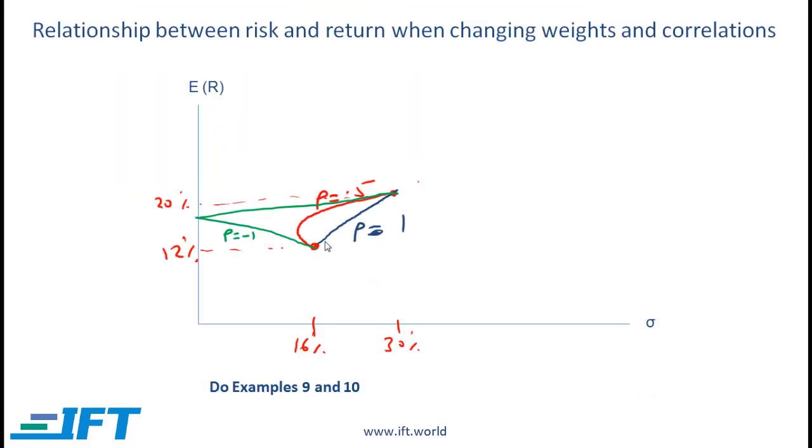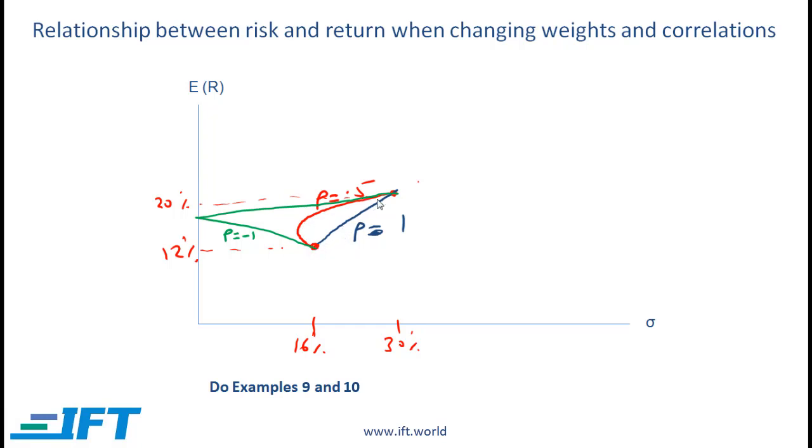Roughly speaking, here's what you should come up with. If you use a correlation of 1, then there is no diversification benefit. You can be totally invested in X, have a risk of 16 and an expected return of 12%. As you increase the weightage of Y, you simply move northeast. In other words, you have higher risk and higher return.